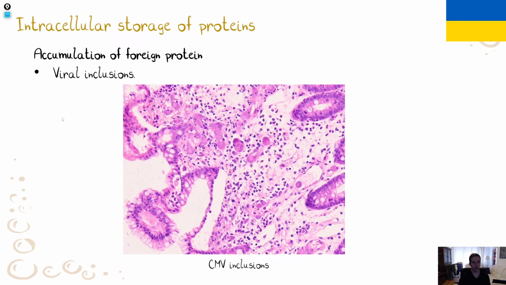And to older pathologists, it resembled an owl's eye. So if you see a cell with an inclusion with the morphology of owl eyes, it's typical for CMV. And you can see it in this picture.